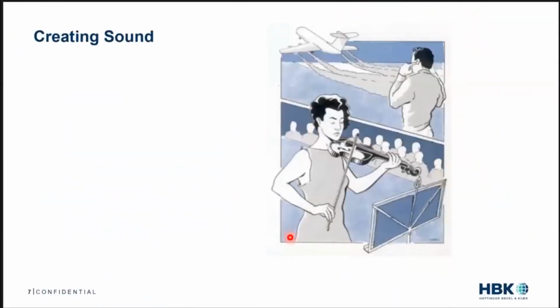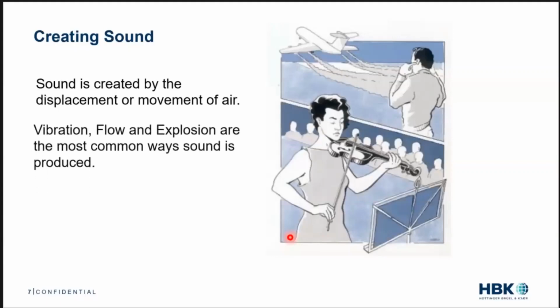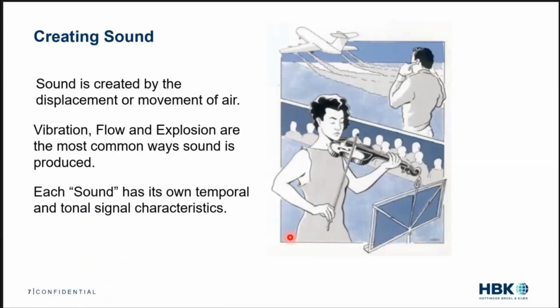There are 3 common ways to create the pressure variations that make sound: vibration, flow, and explosion. Each of these has its own properties that can be used to diagnose, either by the brain or measurement instrumentation, the sources of the sound. Those properties have temporal, time-based, or tonal, frequency-based signal characteristics.